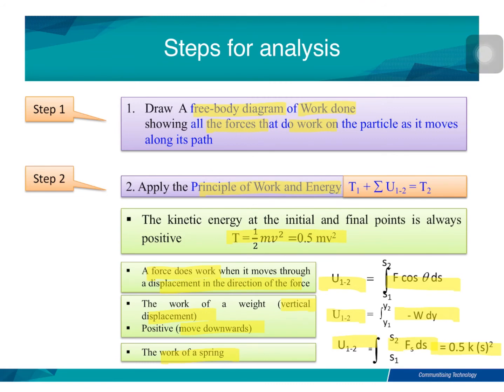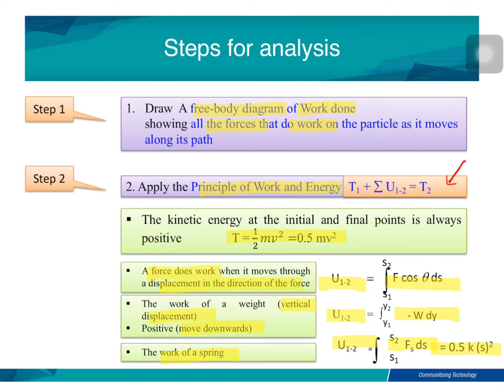So number 1, definitely we need to draw the free body diagram to show all the work done. So you must remember what is the work done. And then number 2, you can apply the principle of work and energy to substitute whatever information that you have. And then you must remember that the kinetic energy for T1 is the initial, T2 is the final point. So you must remember that T is equal to half mv square.